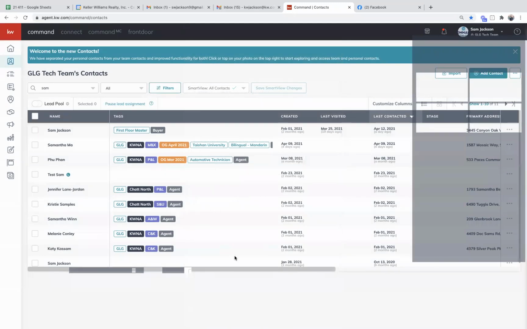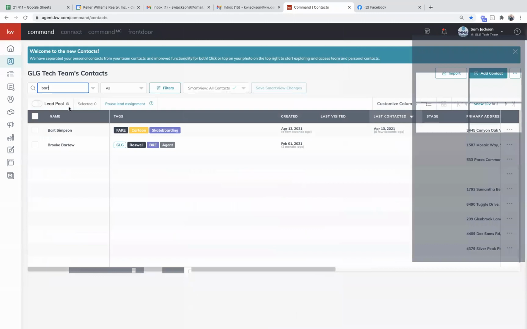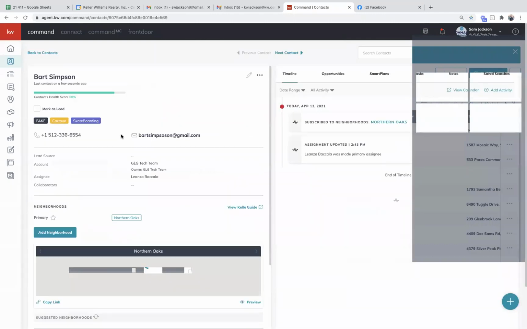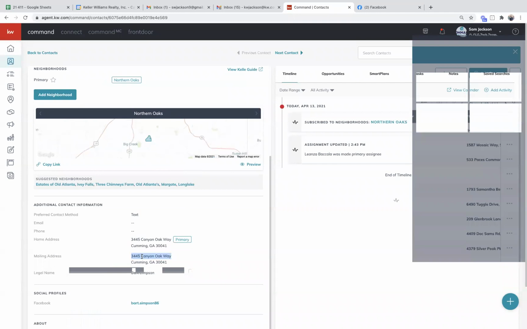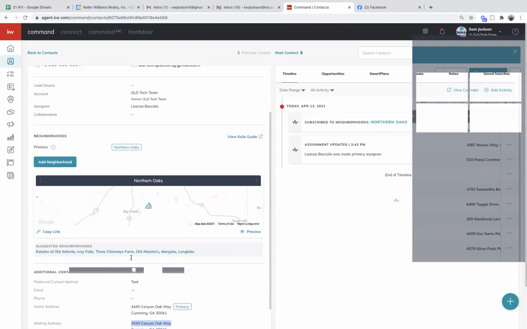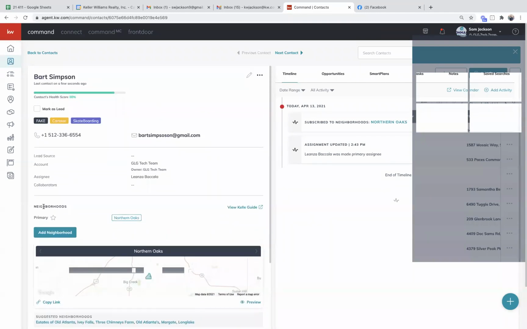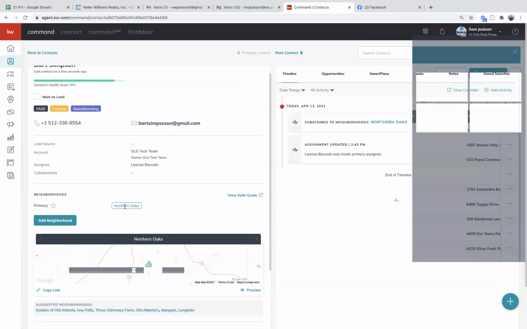Now here's the magical thing. Let me pull up Bart real quick. And I challenge you to do this with yourself if you haven't already. When I pull up Bart Simpson, if you remember, I typed in his home address, my home address, which was 345 Canyon Oak Way. What that did is you'll see that there's a tab in here that says neighborhoods. It mapped out my address to my subdivision.